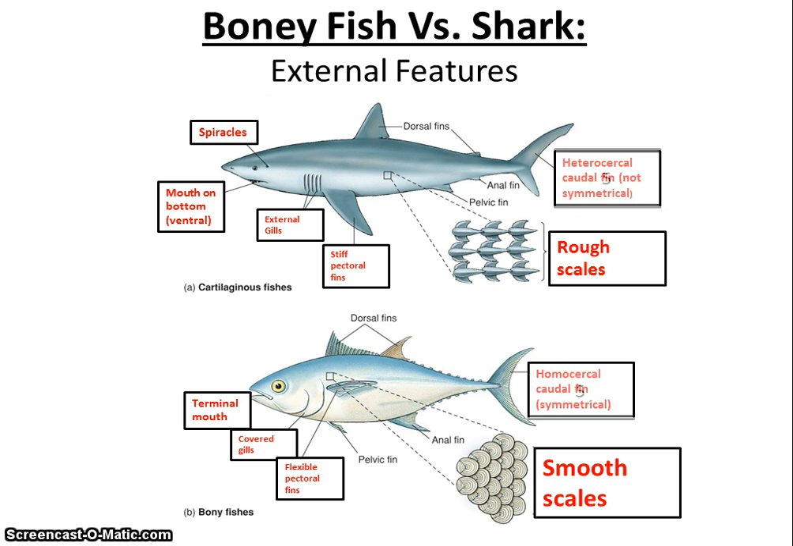Cartilaginous fish have an asymmetrical or heterocercal caudal fin. The upper lobe of their caudal fin is larger than the bottom lobe. Again, modified fins to provide lift to that organism. Bony fish don't need that extra lift. They have a swim bladder, so they have a homocercal caudal fin or symmetrical caudal fin.